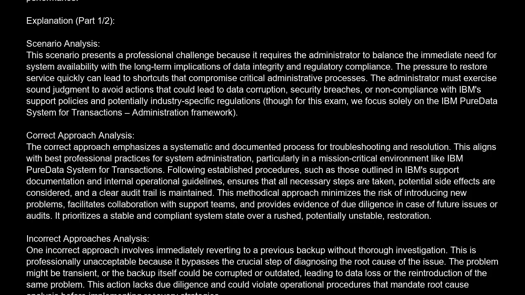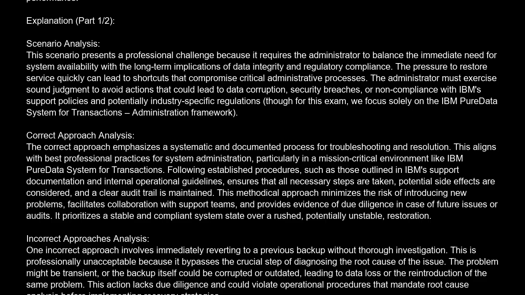The correct answer is B. Immediately initiate a full system rollback to the last known stable configuration without further investigation to restore performance. Explanation. Scenario analysis. This scenario presents a professional challenge because it requires the administrator to balance the immediate need for system availability with the long-term implications of data integrity and regulatory compliance. The pressure to restore service quickly can lead to shortcuts that compromise critical administrative processes.